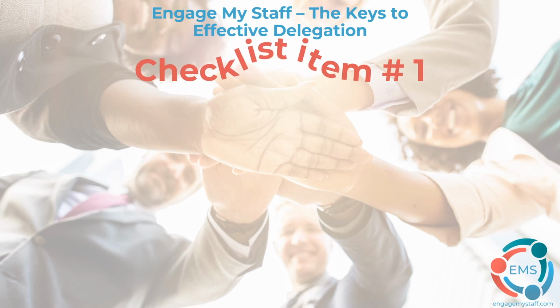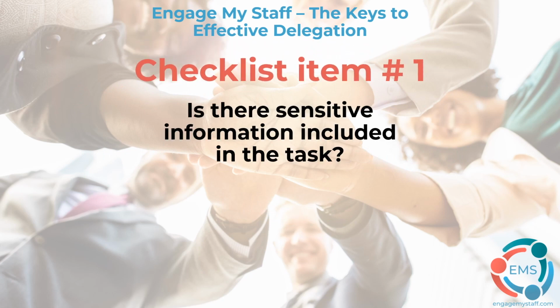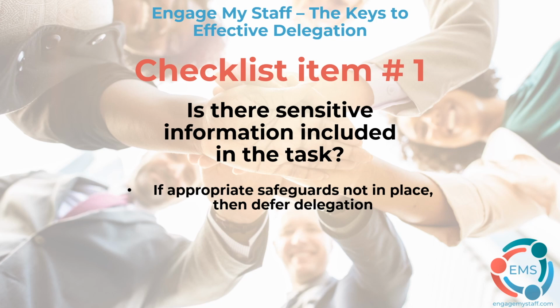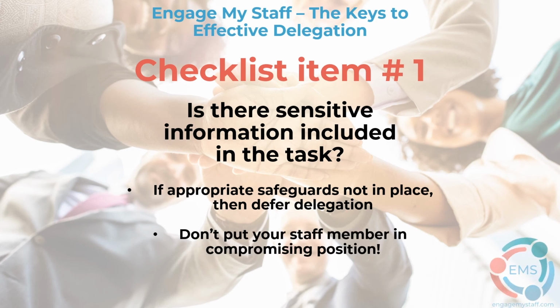Checklist item number 1. Is there sensitive information included in the task? The last thing you want to do is risk giving access to sensitive information to your staff or have it released into the public. Unless you can ensure the appropriate safeguards are in place, then defer delegating until you have them. You don't want to put your staff member in a compromising position. That's not going to create engagement.